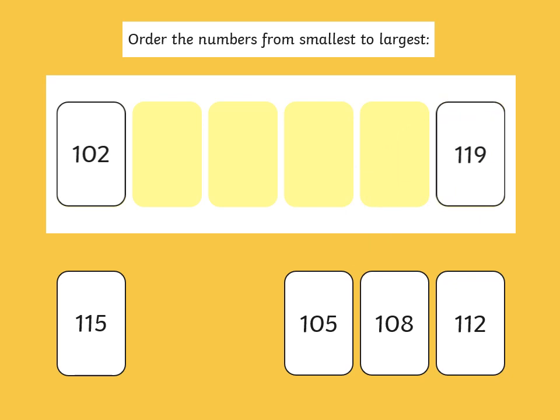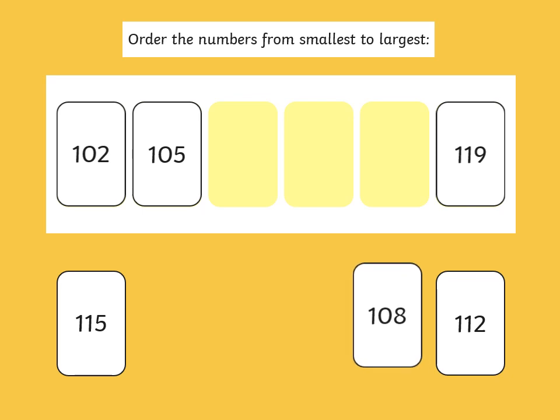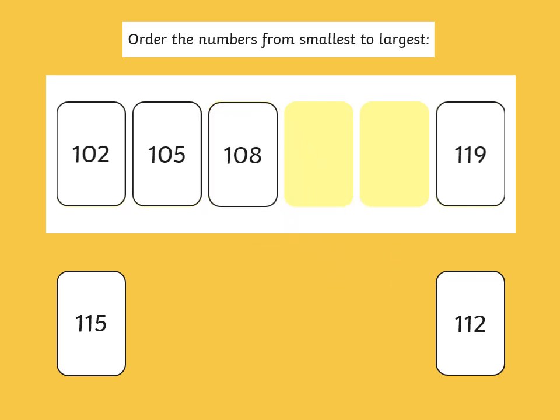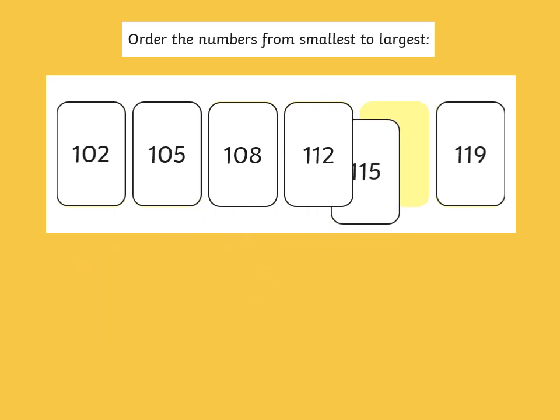Okay, and then we just need to place our numbers in sequence from the smallest to the largest. So we've got 102, 105, 108, 112, 115, and 119.